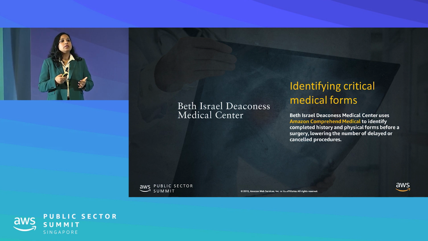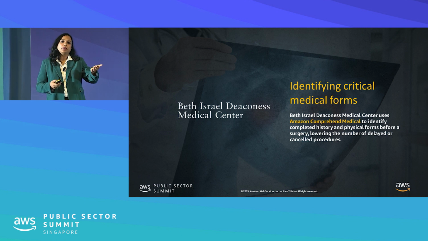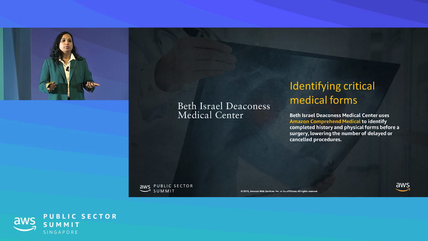Eventually they started using Amazon Comprehend, whereby they would take the forms which have been filled up, look at the content, and before the actual surgery or actual process, they would get the information. This overall helped in reducing the number of cancelled or delayed procedures because of not getting the relevant information, such as allergies, in time. So this is how we used Comprehend Medical.